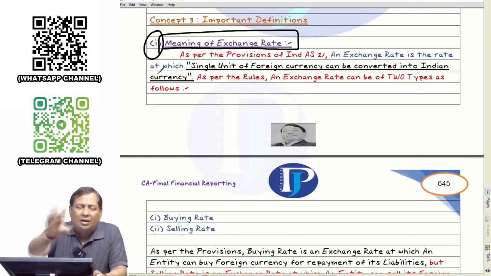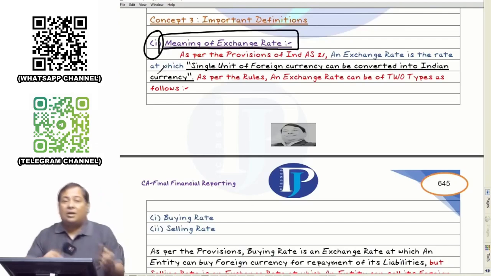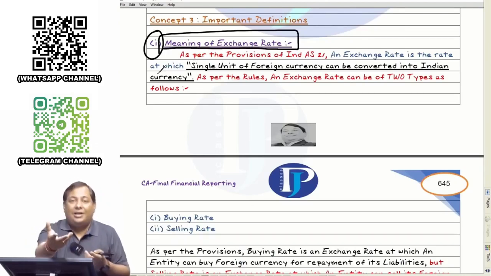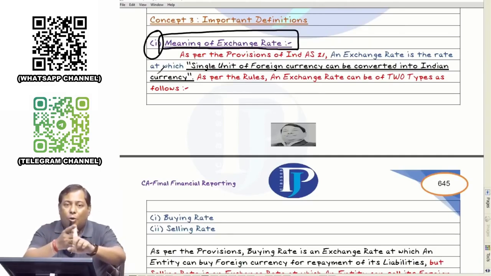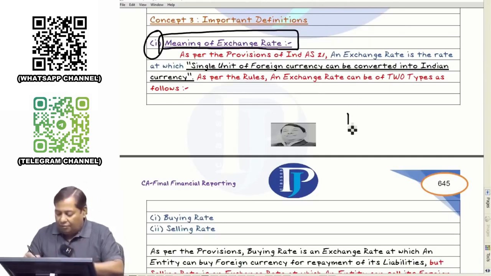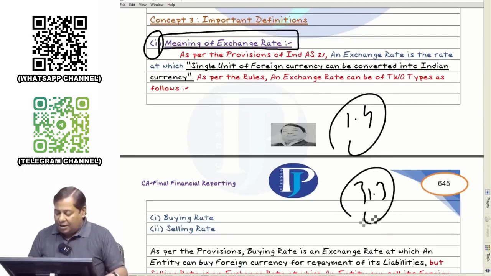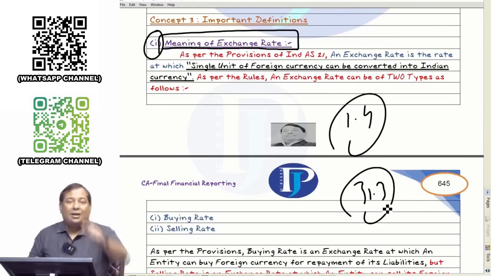No question mentioned different rates for assets and liabilities. So we didn't discuss buying and selling. We discussed opening rate, closing rate, average and actual rates and their use. I told you the opening exchange rate. The rate of the 1st of April, the first day of the year, is your opening rate. The rate of 31st March, the last date of the year, is your closing rate.